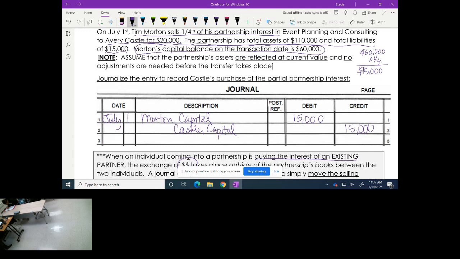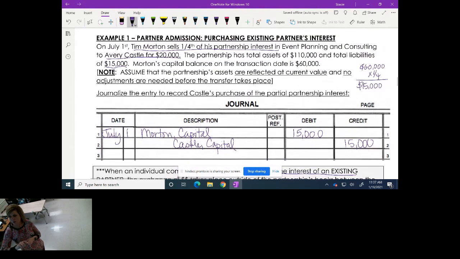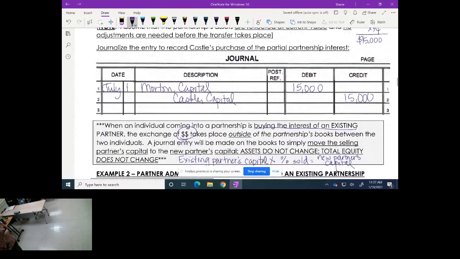Make sure when you're reading problems that you're looking at what's happening, what's going on. So you've got one partner selling his interest. In that case, total assets aren't going to increase. Total equity is not going to increase. We're just moving it to the new partner. Okay?